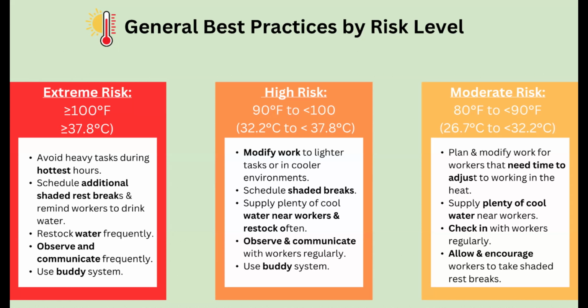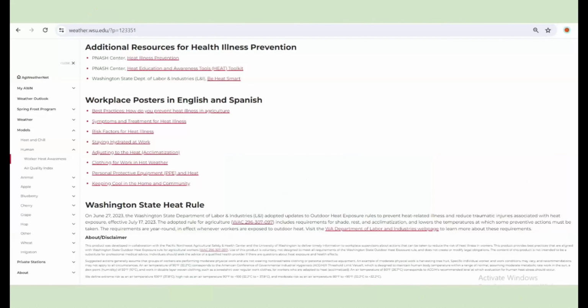I'm not going to go into detail, but this is what you might receive. For example, if you have extreme danger, to get notification when the heat is at extreme danger, you might get these messages: avoid heavy tasks during hottest hours, schedule additional shaded rest breaks, remind workers to drink water frequently, and observe and communicate frequently, and use a buddy system. So that's, for example, what you receive when the heat is at extreme danger. I just wanted to quickly show that this is what you will receive when you have those alert systems and what you have in your own AWN stations.